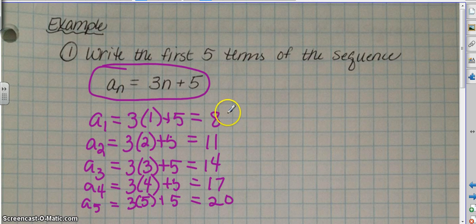You might notice that our sequence goes up by 3. 8 plus 3 is 11, plus 3 is 14, plus 3 is 17, plus 3 is 20. It's no coincidence that there's 3 right here in the formula.